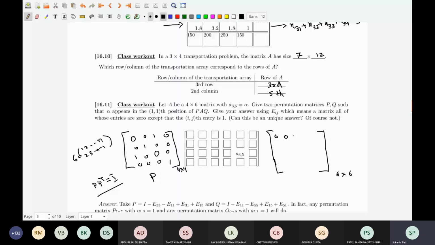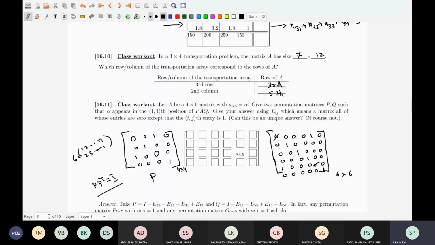That is how it is. 0, 1, 0, 0, 0, 0. So the second row as such: 0, 0, 1, 0, 0, 0. Third row as such: 0, 0, 0, 1, 0, 0. Fourth row as such. Fifth row 1, 0, 0, 0, 0, 0. Sixth row as such: 0, 0, 0, 0, 0, 1. So what I did is take the identity matrix, then made this entry 0, made this entry 0, and then put 1 over here. That is the permutation matrix that will interchange the fifth column to the first column.